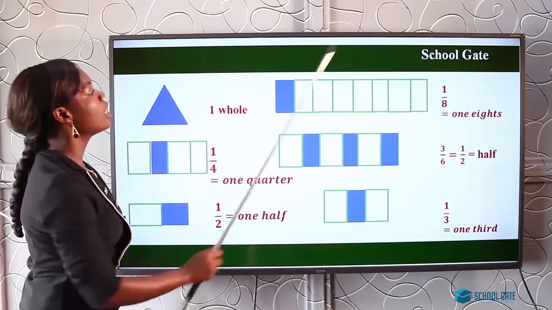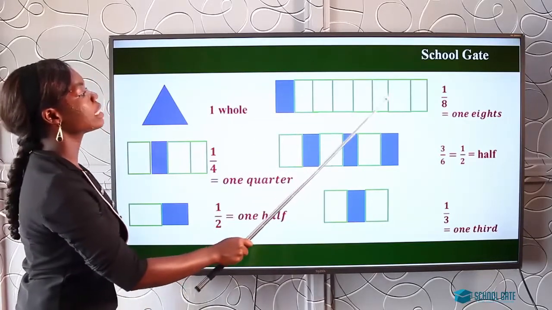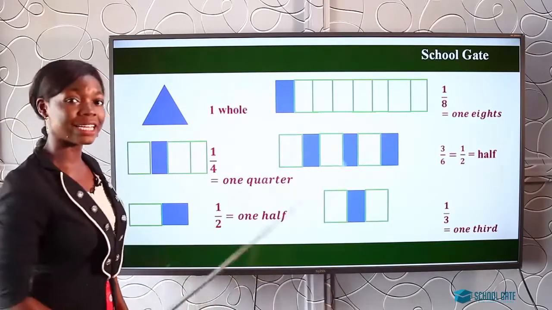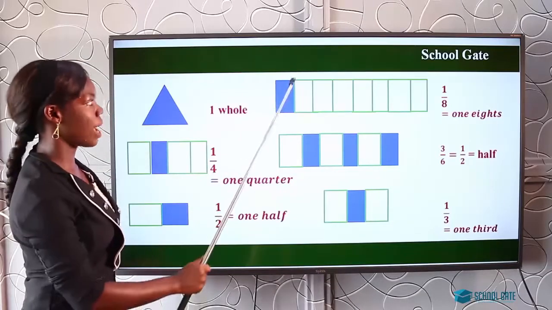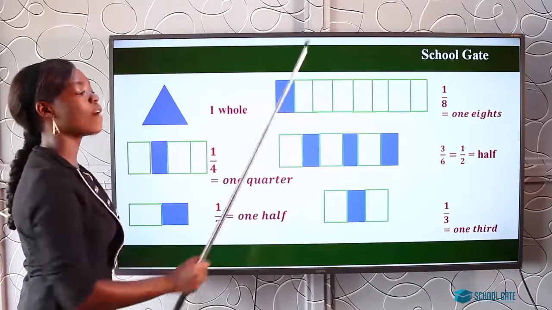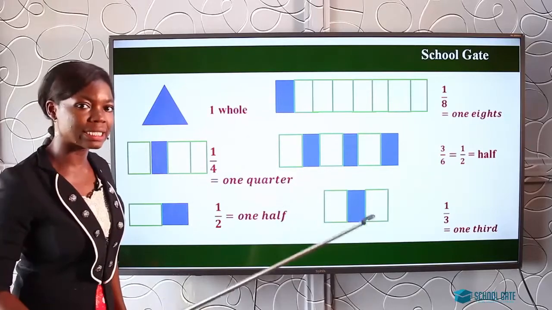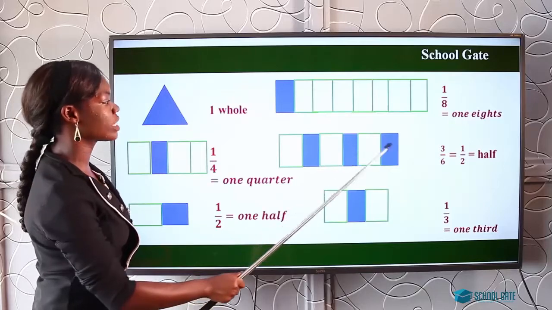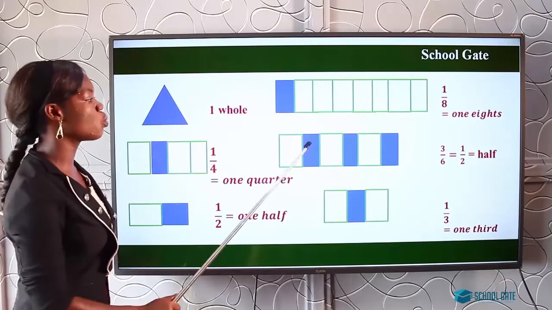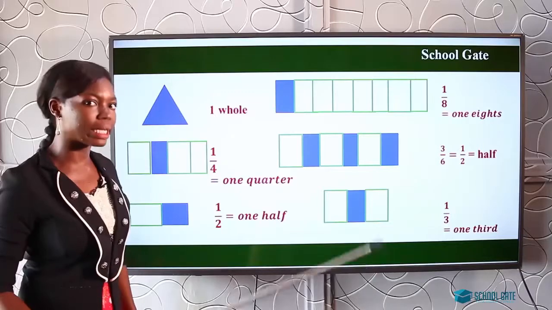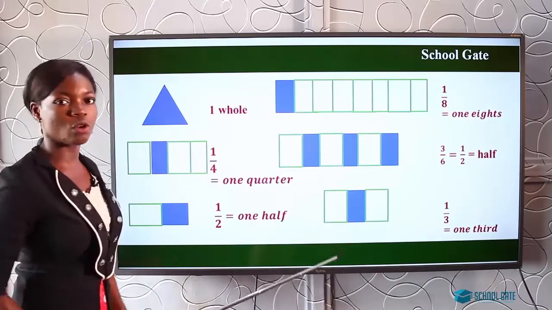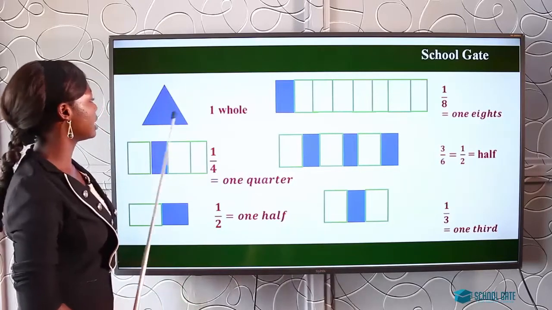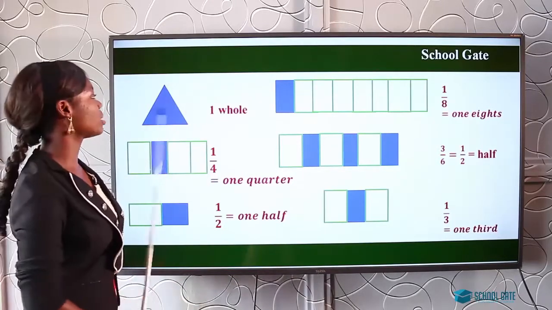So this is a shape. 1, 2, 3, 4, 5, 6, 7, 8. 8 parts. It was divided into 8 parts, and then one part was shaded. So we write it as 1 over 8, which is known as 1/8. And then this is 1, 2, 3, 4, 5, 6, but 3 parts were shaded, which is 1, 2, 3. That's 3 over 6, which can also be half, 1 over 2. That means half of these 6 parts was shaded. And here the whole shape was shaded, and that's why it is one whole.